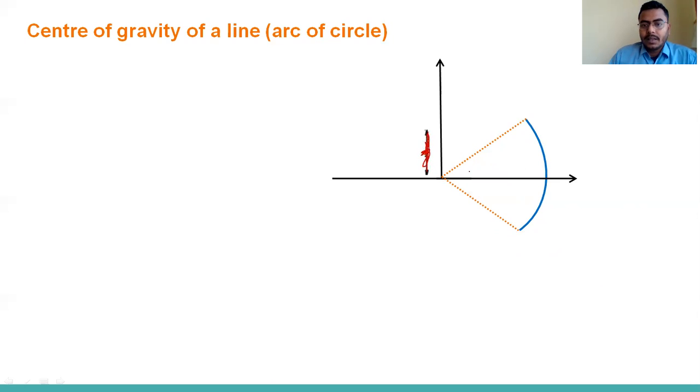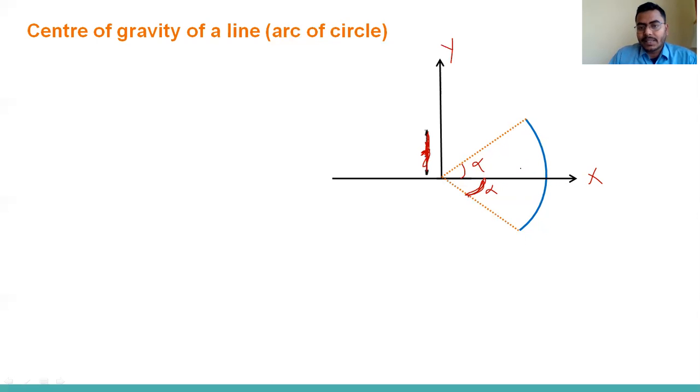This angle is alpha. This is the x-axis and this is the y-axis, right? Alpha we can say is the semi-angle of this arc of a circle. Semi-angle means half of the total angle. So due to symmetry about the x-axis, we can say the centroid will lie on this x-axis.